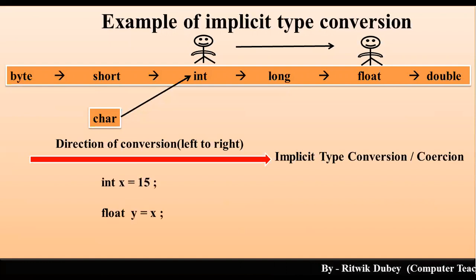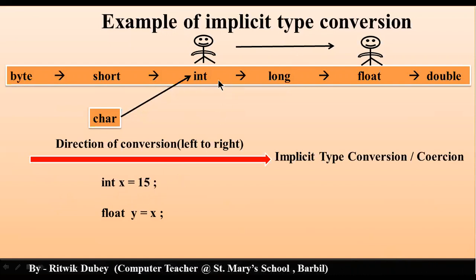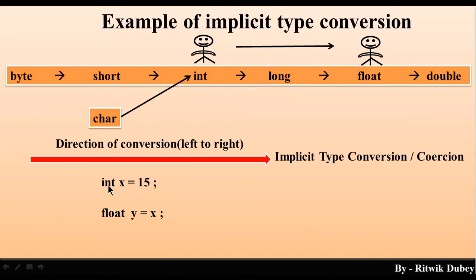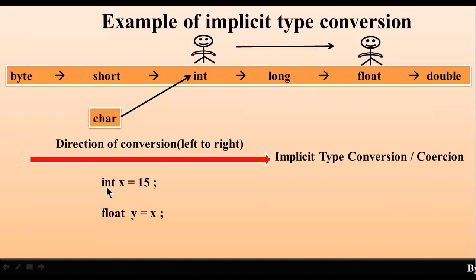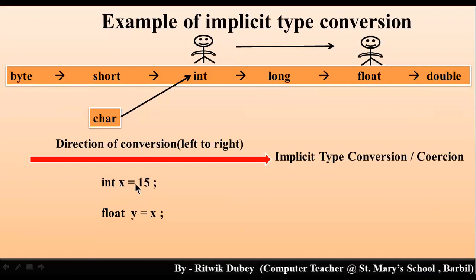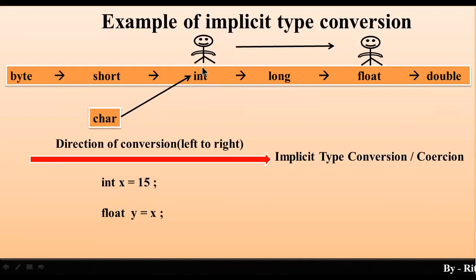Okay. Now see, try to relate this statement with the diagram. See, int x is equal to 15 means you have a value 15 which is stored in a variable x whose type is int. So 15 is an int type value, right? So currently you are in which state? Integer state. The value is in integer state or integer type.